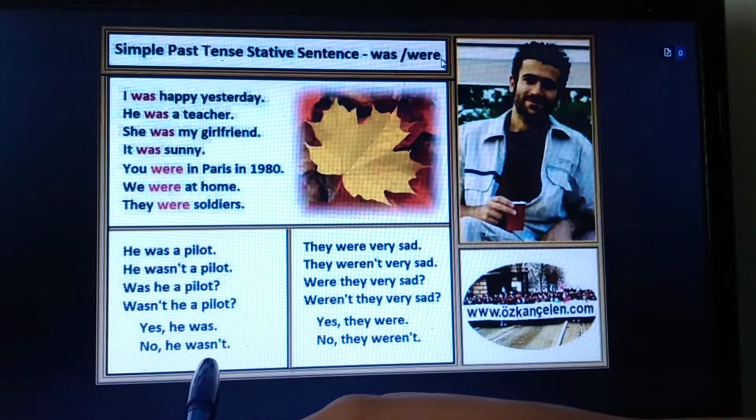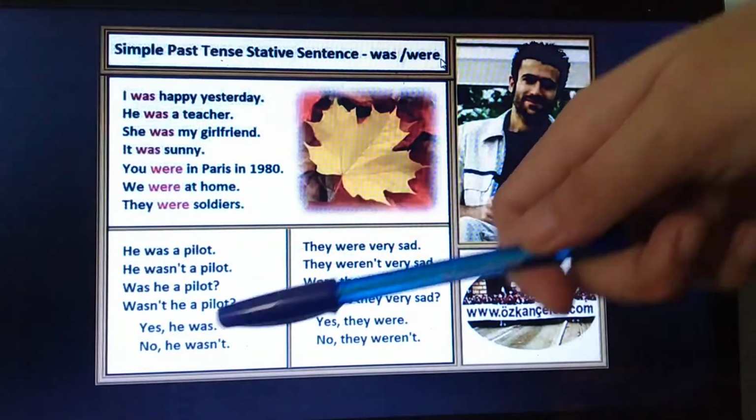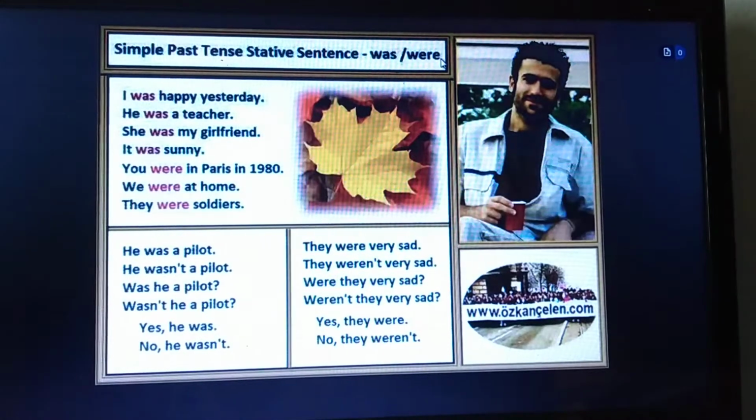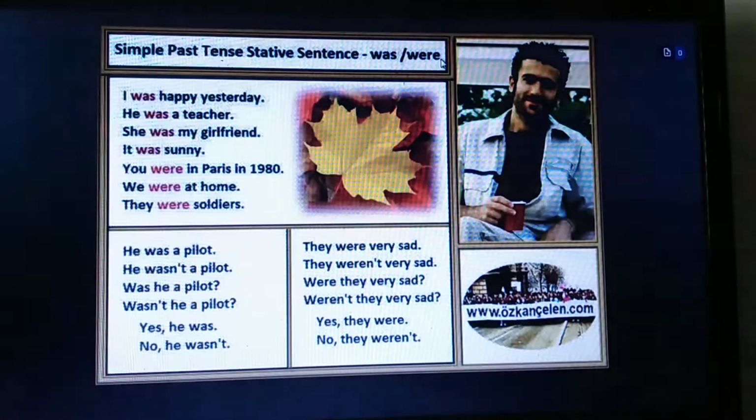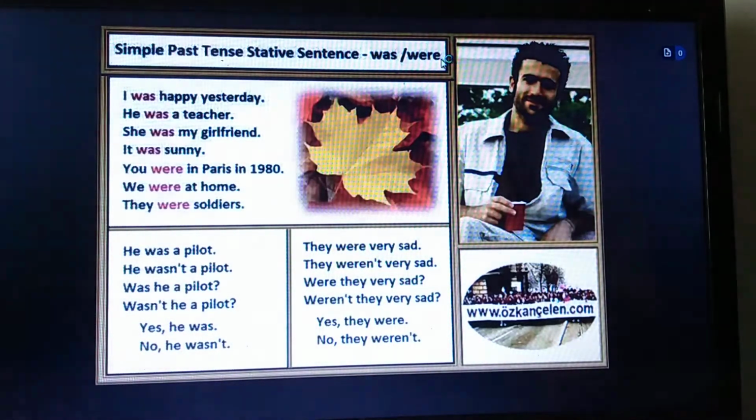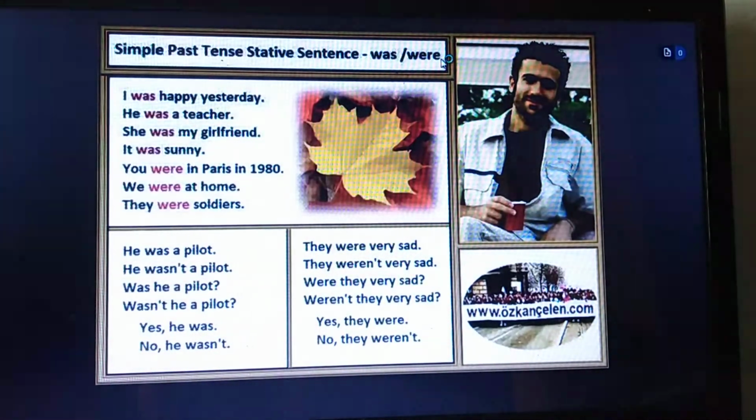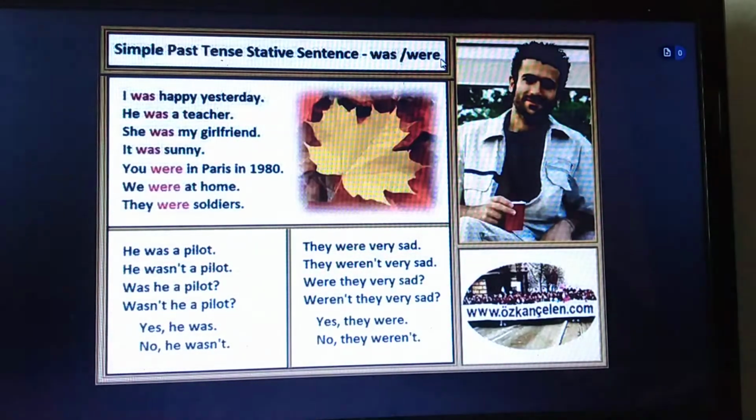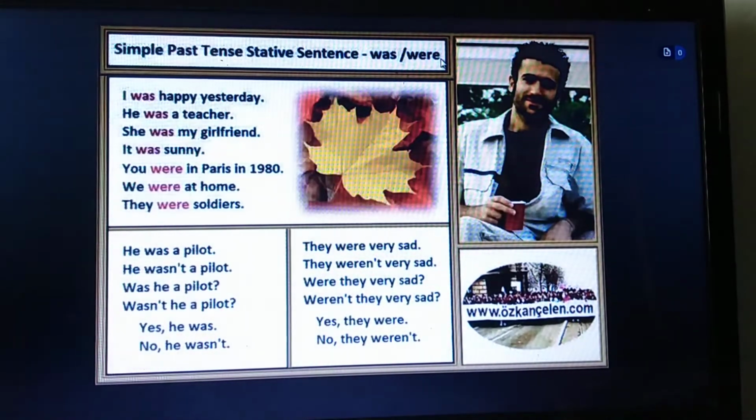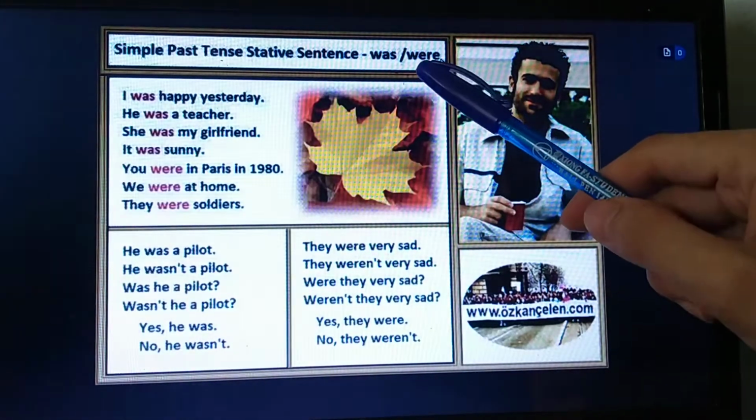No, he wasn't. Okay? So maybe this is your homework for our next topic. This is about the negative answer to the simple past tense. We will continue that next week. But that's all for today about the simple past tense, was and were.